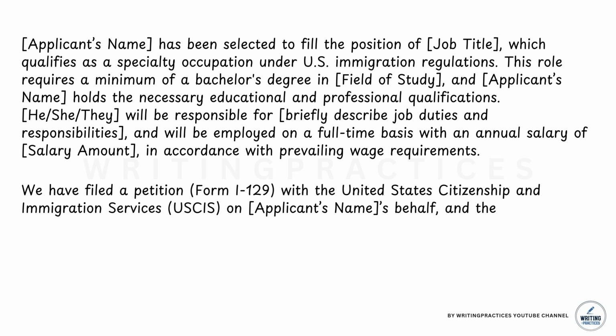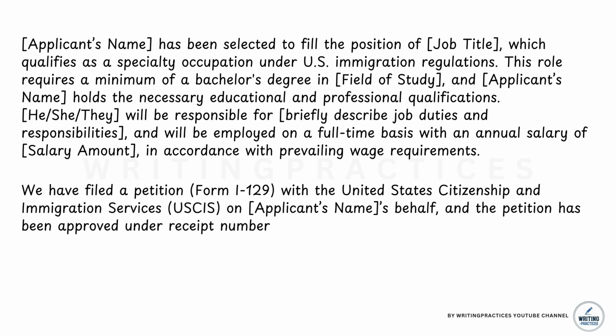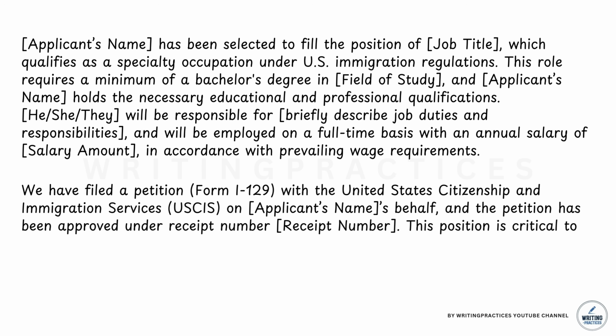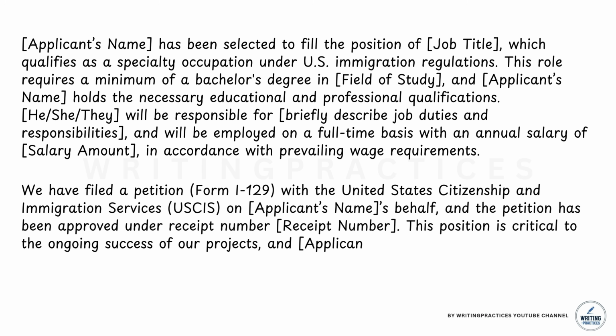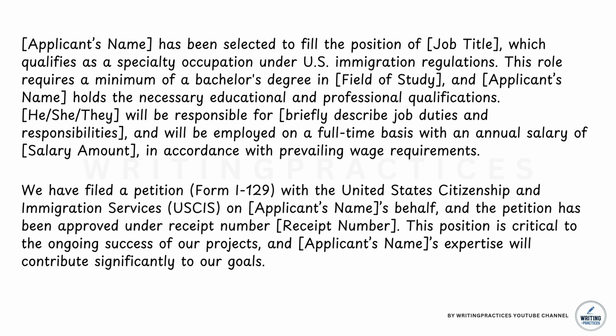Here's the template. We have filed a petition, Form I-129, with the United States Citizenship and Immigration Services, USCIS, on applicant's name's behalf, and the petition has been approved under receipt number. This position is critical to the ongoing success of our projects, and applicant's name's expertise will contribute significantly to our goals. This part reassures the officer that the applicant is not just applying blindly, the petition is already approved, which is a strong point in favor of granting the visa.